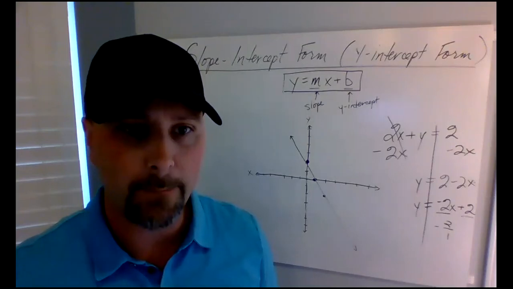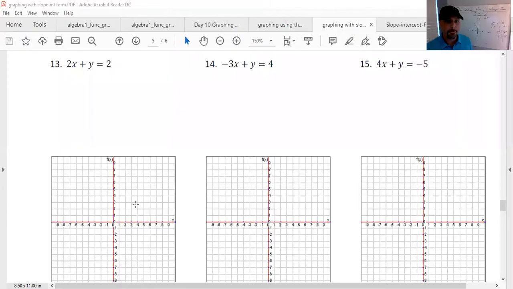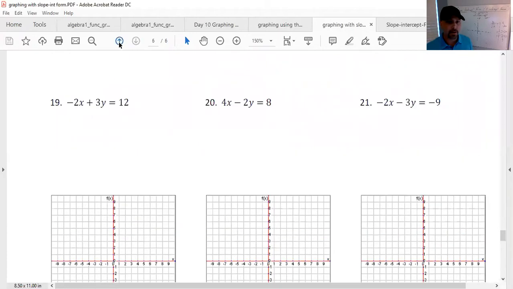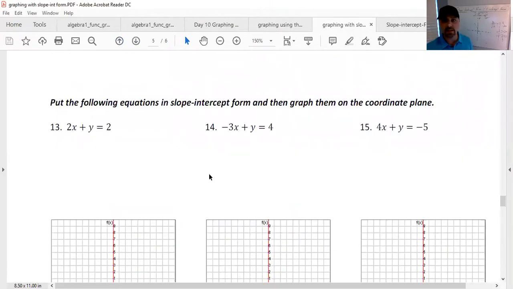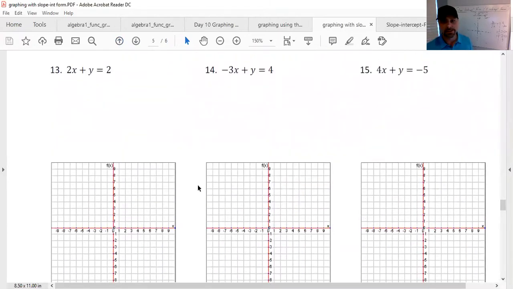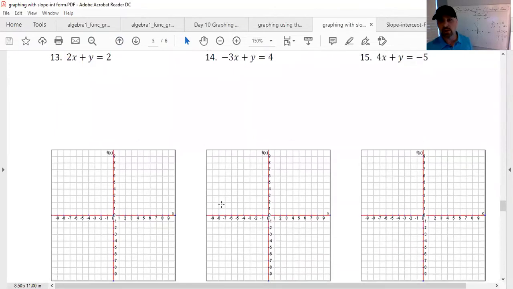So let's go back. Now, unfortunately, this worksheet does not have answers. So if you want to know if you got it right, you can always email me or send me a message and I'll check it for you. Why don't you try number 14? Okay, try number 14 and then come back.